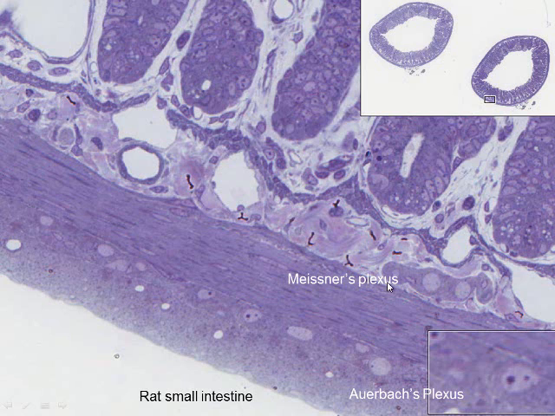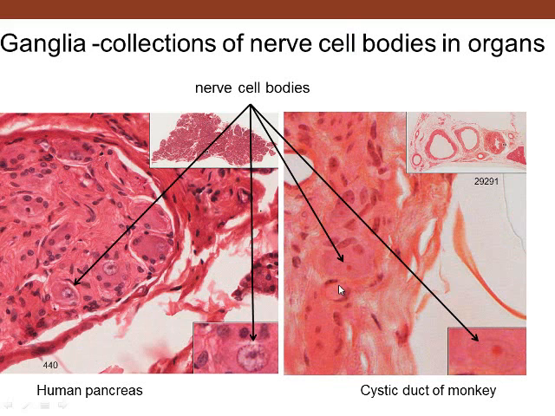We can see two plexi here. One is the Meissner's plexus, which is in the submucosa, and then the Auerbach's plexus, which is in between the two muscle layers of the muscularis externa. So the Auerbach's plexus controls muscularis externa, whereas the Meissner's plexus controls the muscularis mucosa.